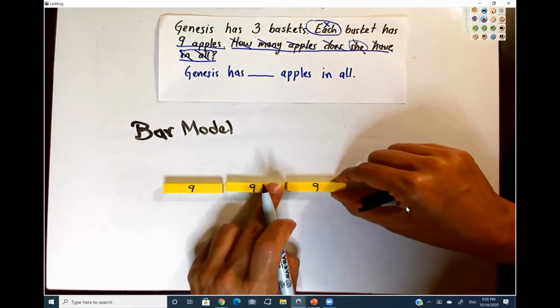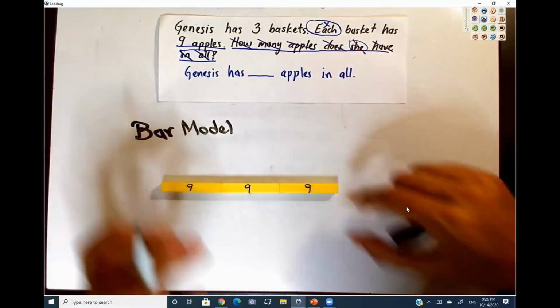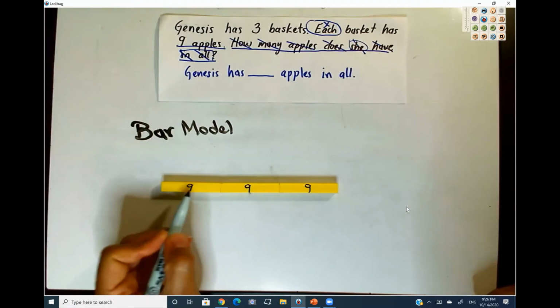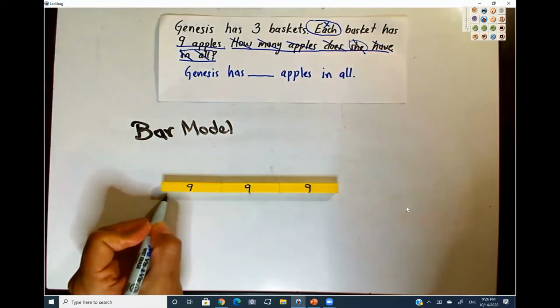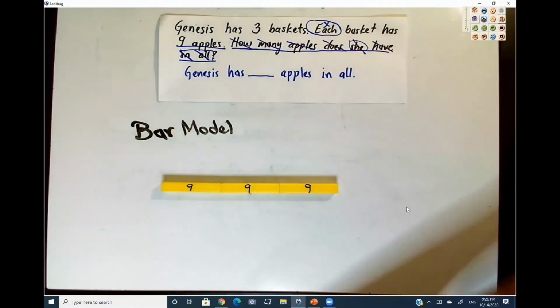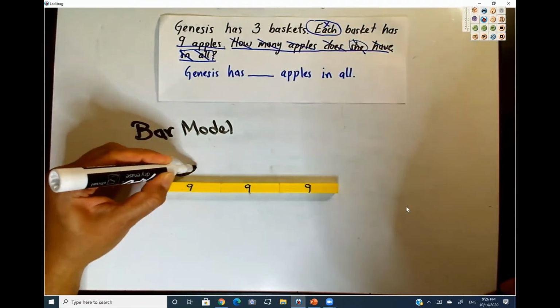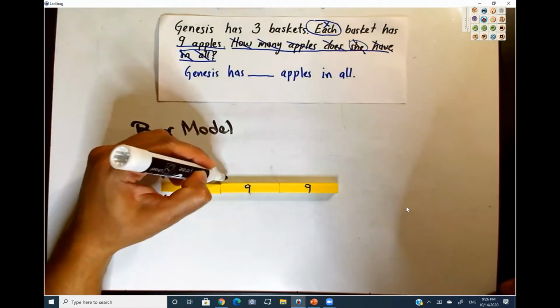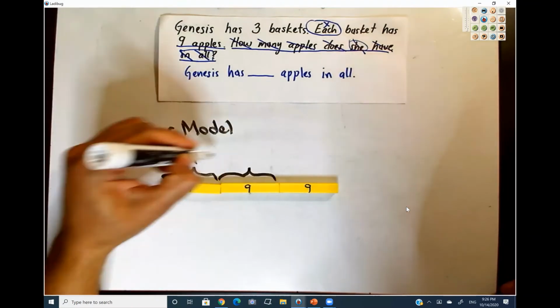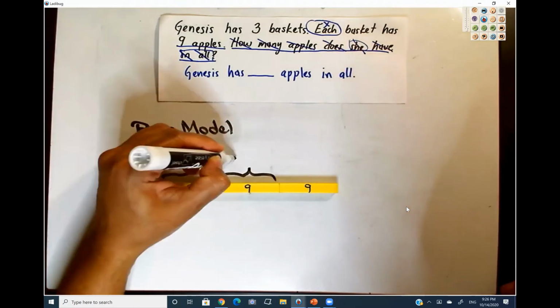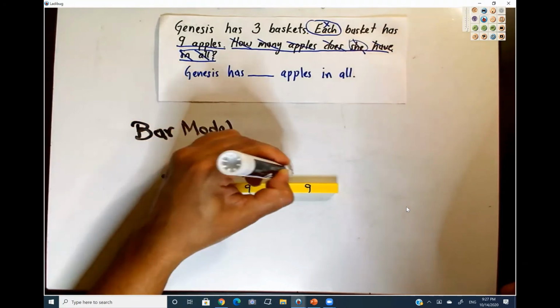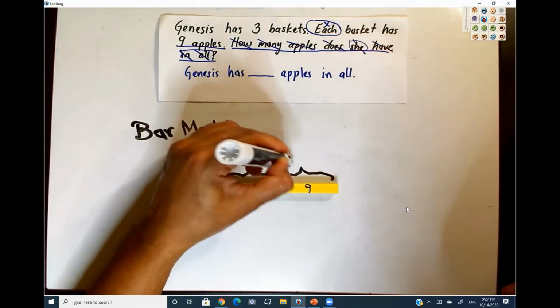So each of them has 9, and these are going to be the parts. So this is a part. This part has 9 apples. This part has 9 apples. So this is a part equals 9. This is another part equals 9. And it's another part that equals 9 too.